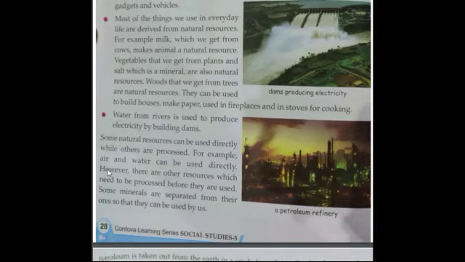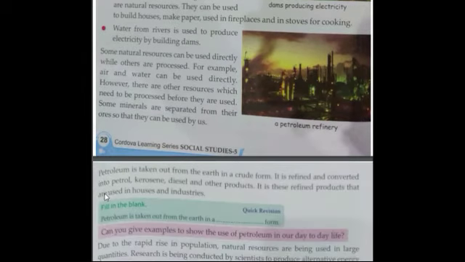For example, air and water can be used directly. However, there are other resources which need to be processed before they are used. Some minerals are separated from their ores so they can be used by us. Now, petroleum is taken out from the earth in a crude form. It is refined and converted into petrol, kerosene, diesel, and other products. It is these refined products that are used in houses and industries.